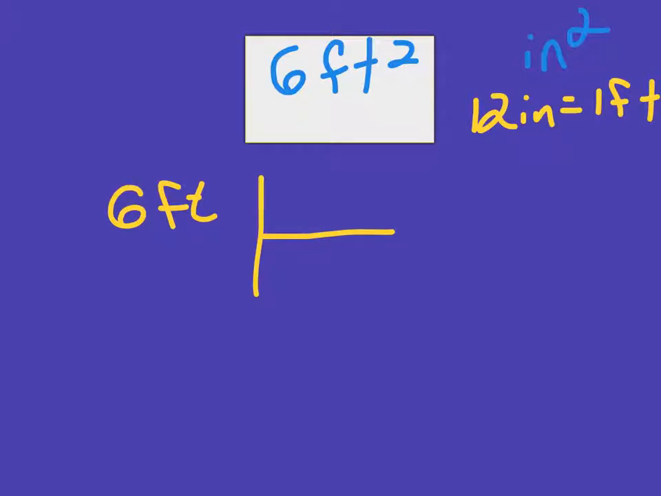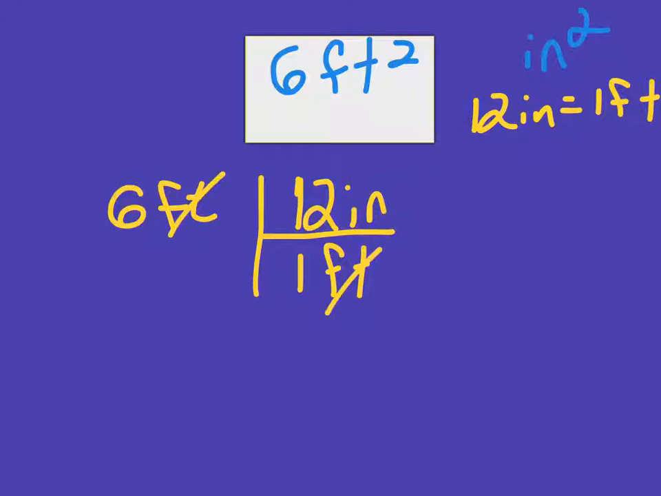Alright, let's see how you did. Here I've started my conversion. Here is my conversion factor that I'm going to need to use because I want to go from feet to inches. Since I'm going to get out of feet and go to inches, I am going to put inches on top and feet on bottom. 12 inches equal to 1 foot. That way my feet will cancel out.